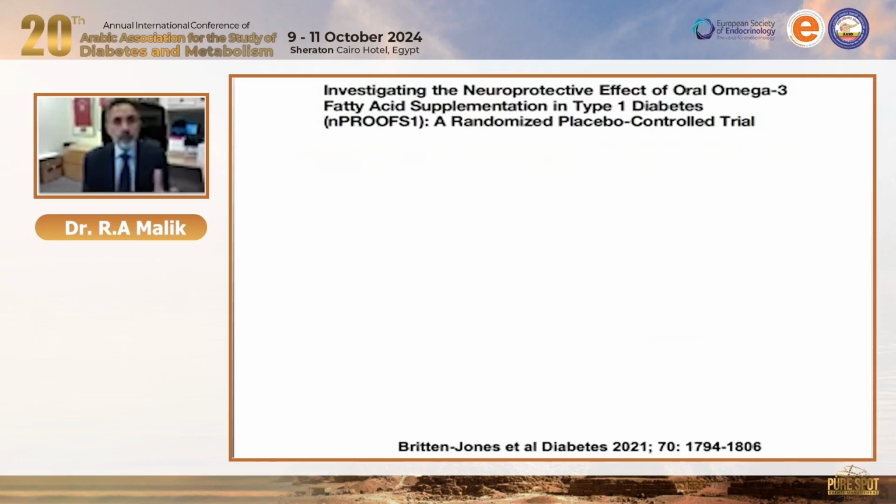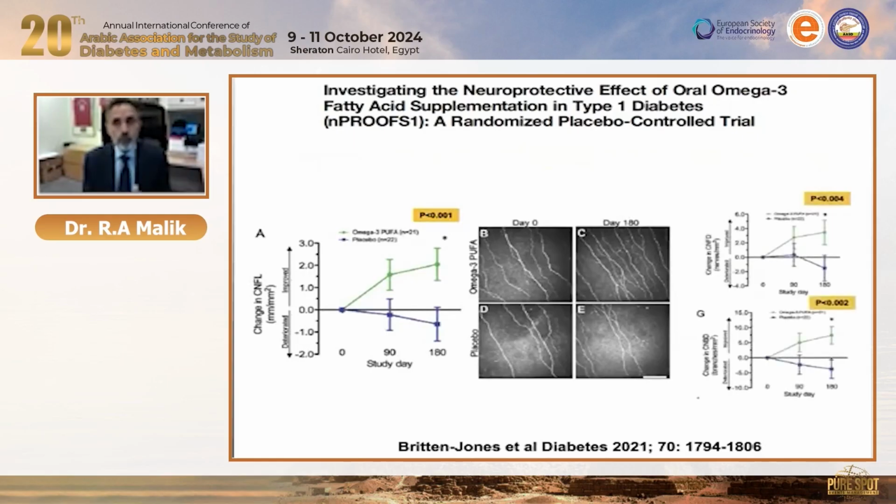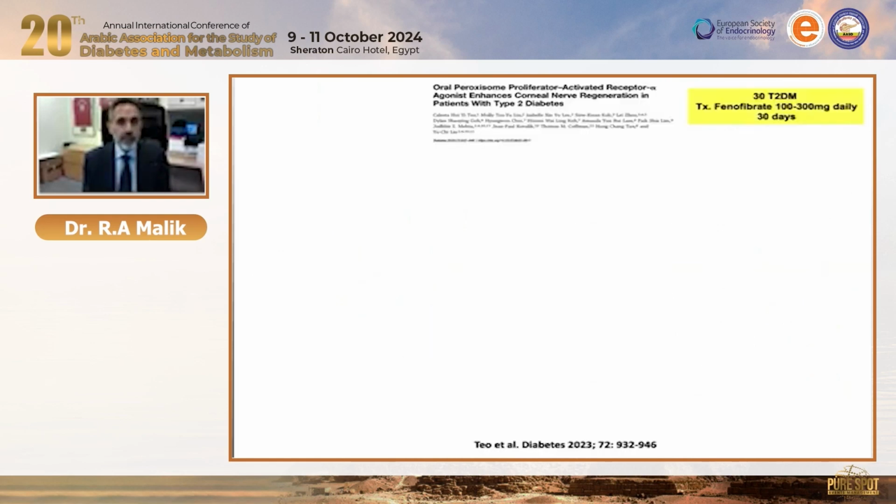However, they measured corneal nerve integrity using corneal confocal microscopy and were able to show over 180 days there was a significant increase in corneal nerve fiber length, but also in nerve fiber density and branch density. So again, the message is that omega-3 in these patients was repairing, regenerating nerves.